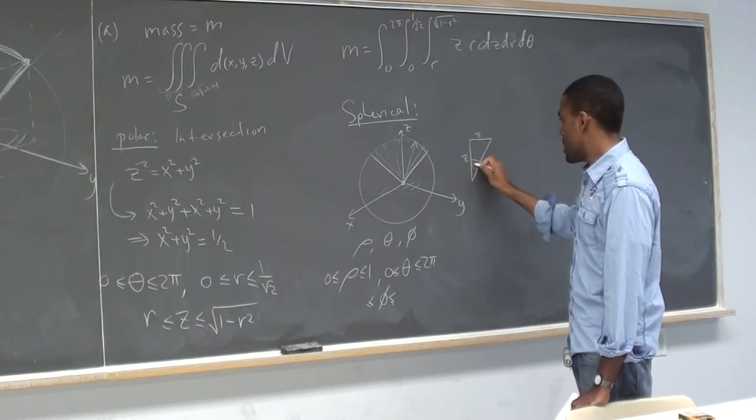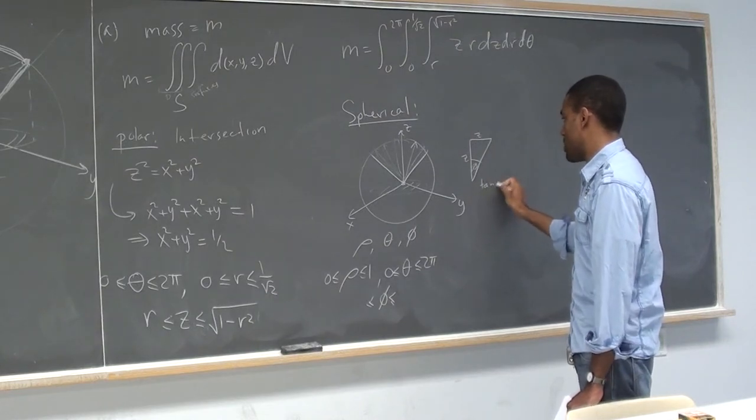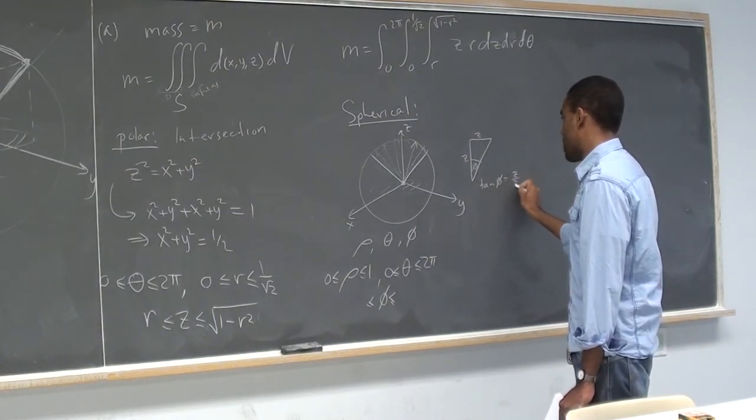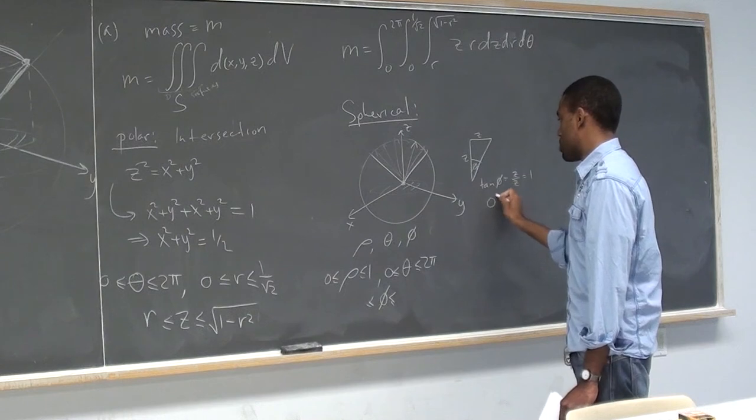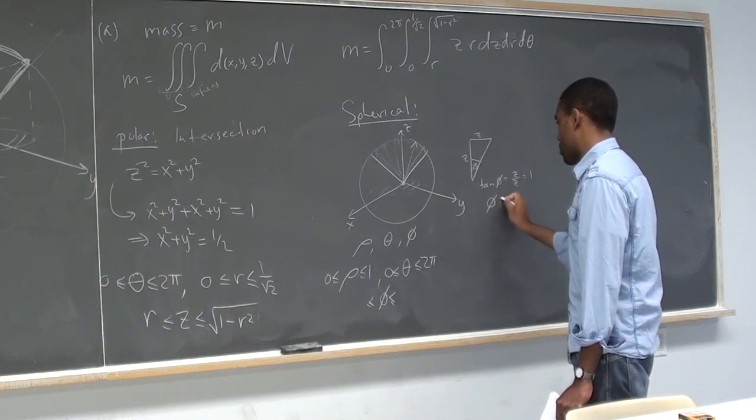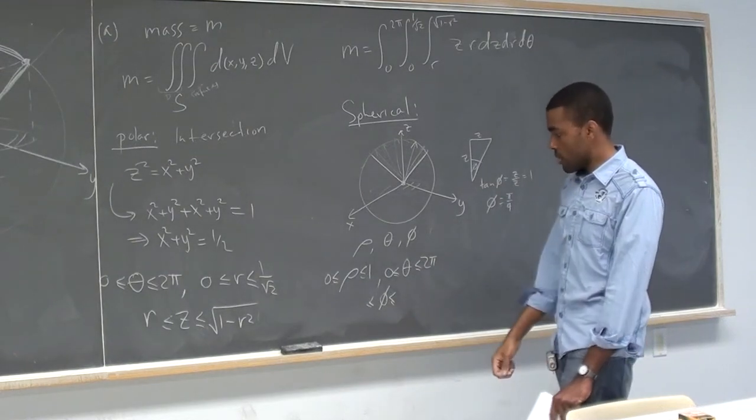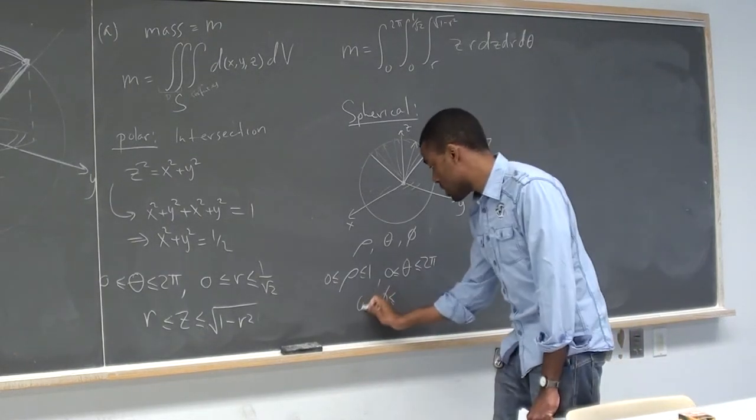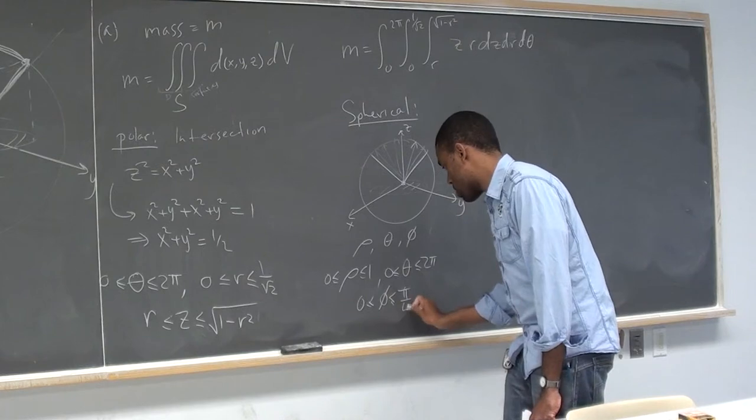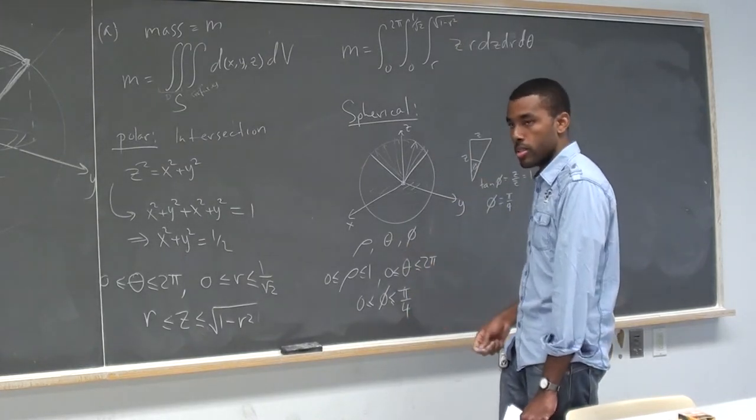And your phi would be the angle here, so you could just say tan phi would be z over z, which would be 1, which implies phi is equal to pi over 4, right? Because you know you're in the first two quadrants, right? So this would be 0 to pi over 4. So all your limits in spherical would be constants.